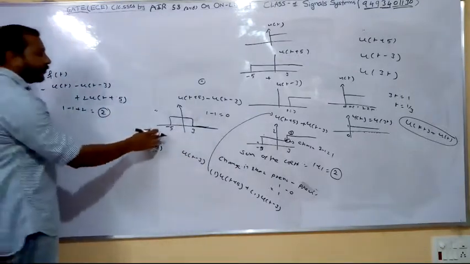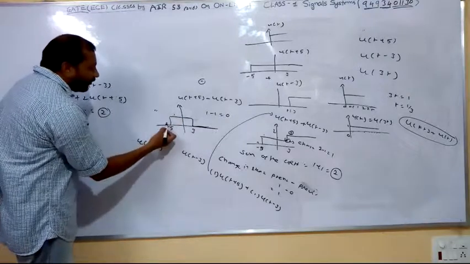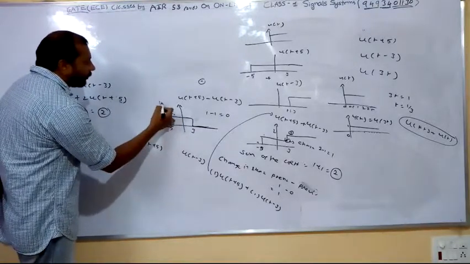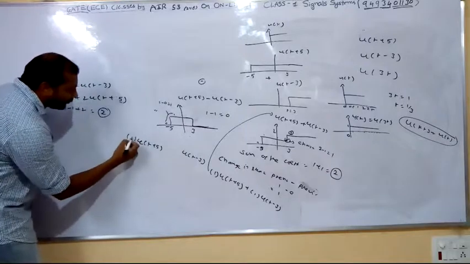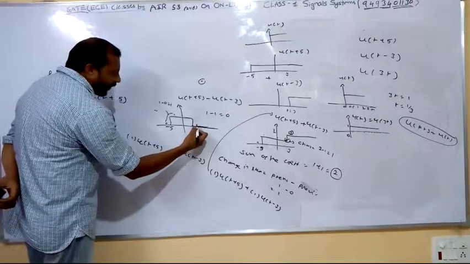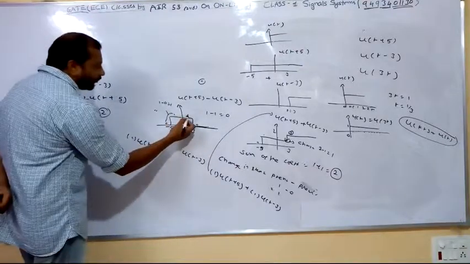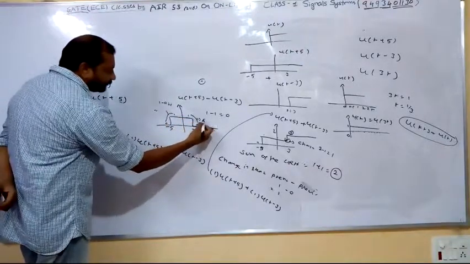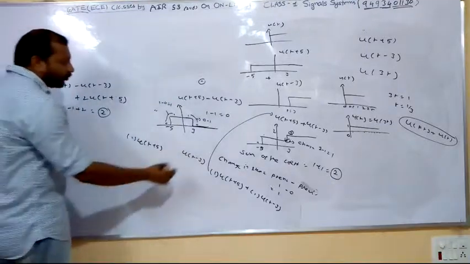What is the step change at t equal to minus 5? Here the present value is equal to 1 and the previous value is equal to 0. So the change is 1 minus 0, which is equal to 1. So we write this as 1 into u of t plus 5. And again here the present value is equal to 0, the previous value is equal to 1, and the change in step is present minus previous, 0 minus 1.